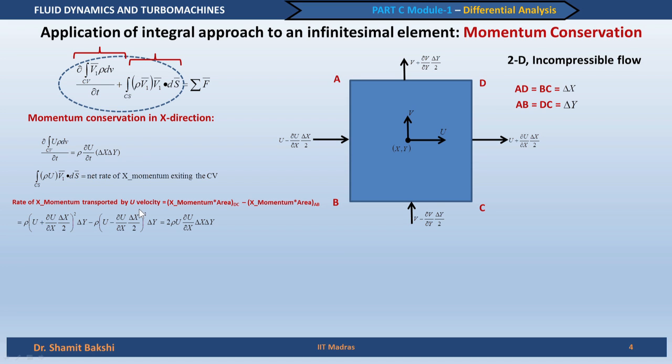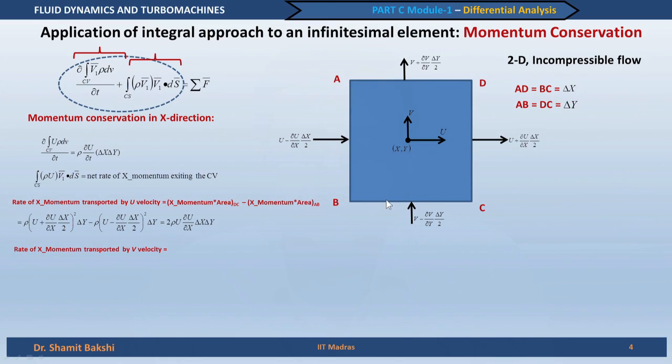Now, the second component talks about the rate of x momentum transported by v velocity. So, this is a very important thing to understand in this analysis, that although you might not have a spatial variation in u velocity, a variation in v velocity can bring about a rate of change of x momentum in the control volume.